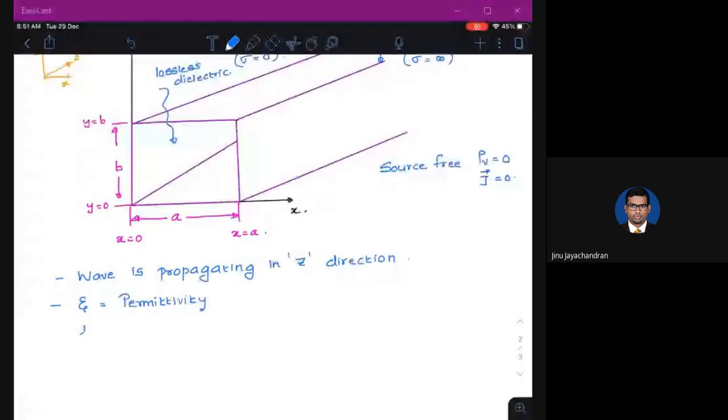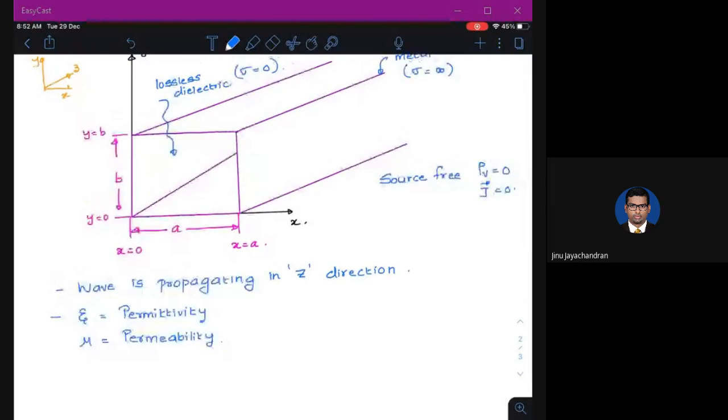Let mu be the permeability of the medium. Okay, so this is the setup that we are going to look at for this rectangular waveguide.